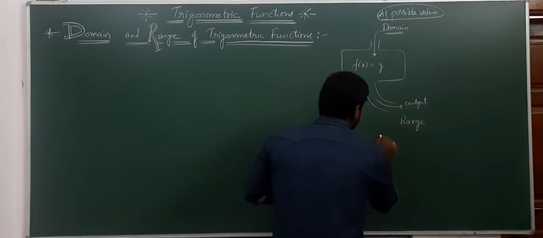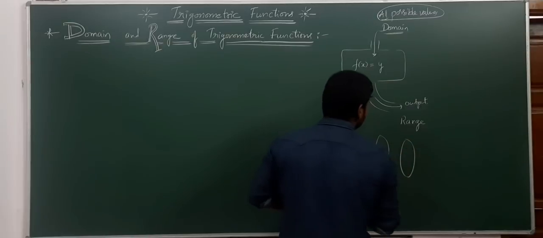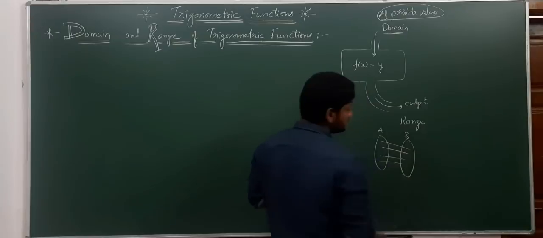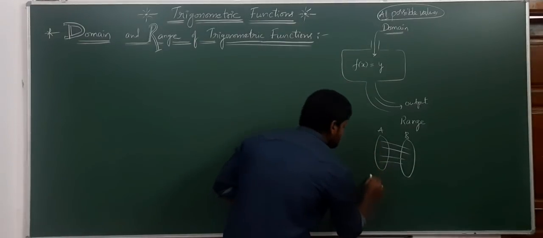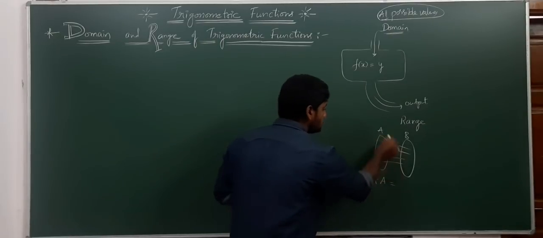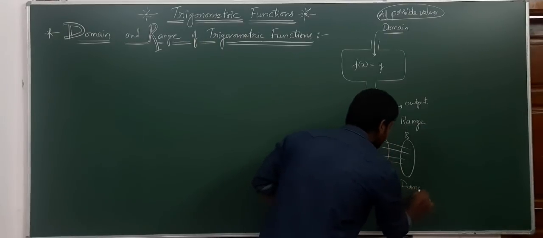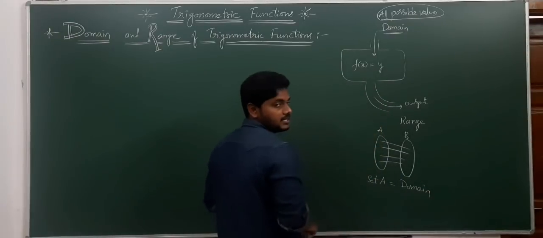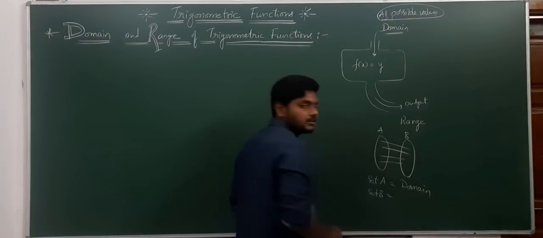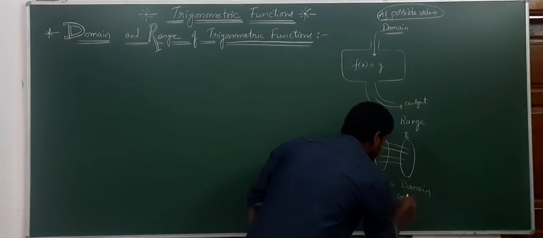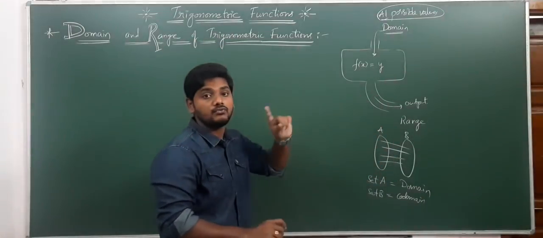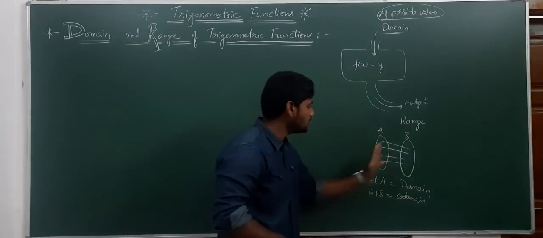Now, for example, if we have two sets, guys, set A and set B, and these are mapped like this. The total set A we will consider as domain. This total set B, no, it is codomain. When it comes to functions, this is domain, this is codomain.